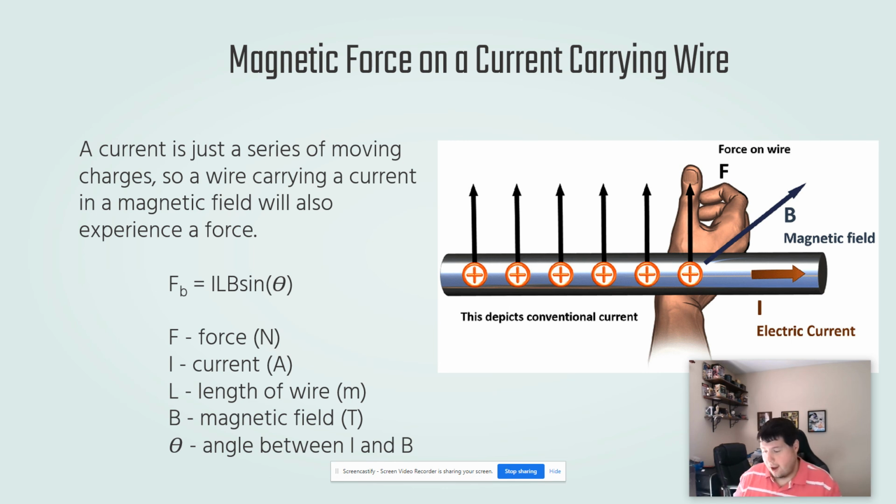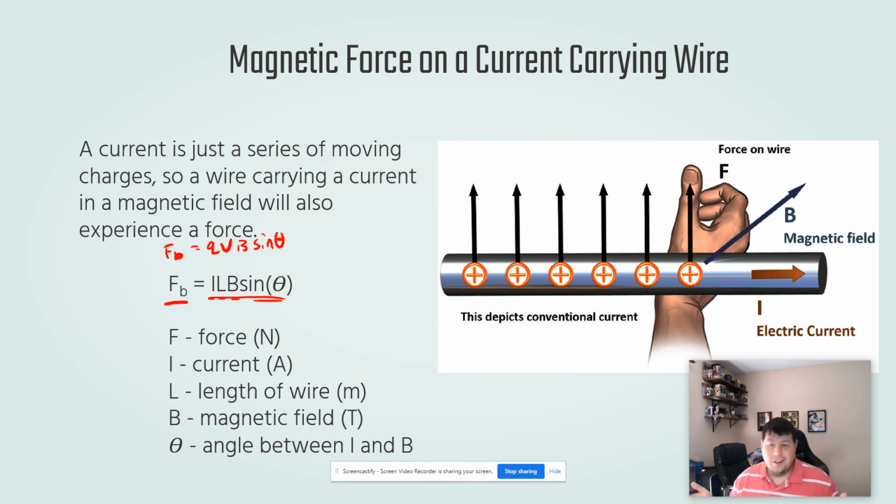So the force on a wire is ILB sine theta, where instead of it being Q like it was for a charge, it's now I, which is the current going through that wire. Instead of thinking about the speed, we're now thinking about the length of the wire in meters, and then B is still your magnetic field. So it used to be QVB sine theta. That's the one for just a particle. And for a wire, it's ILB sine theta.